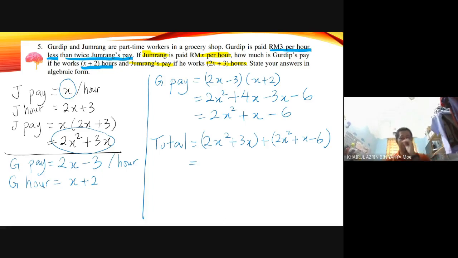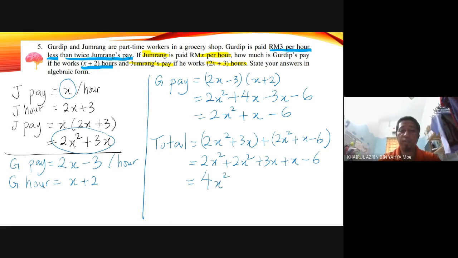Okay, and then this one we simplify. So no need for the brackets. 2x squared. In the second bracket, we also have 2x squared. So I write here 2x squared. I arrange so the order is the same. Then we have 3x in the first bracket. In the second bracket, we have plus x, and for numbers only we have minus 6. Now we simplify. 2x squared plus 2x squared is 4x squared. 3x plus x is 4x, and then minus 6. So this is the answer for question number 5.